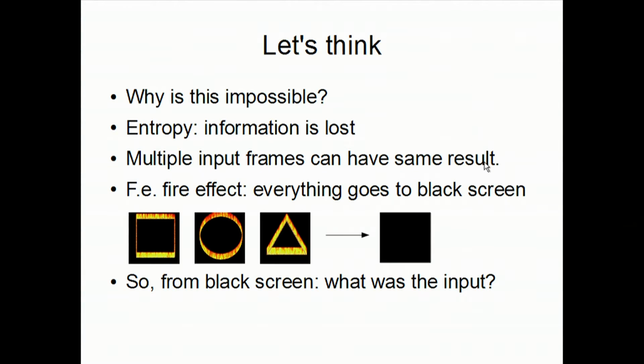So if you think about why that should be impossible, that's because of entropy. You're losing information. And because of that, multiple input frames can have the same output frame. In the case of a fire effect, no matter what you start with, if you stop drawing it and keep applying the fire effect, you end up with a black screen. So going backwards, how do you know what was the input of your black screen?